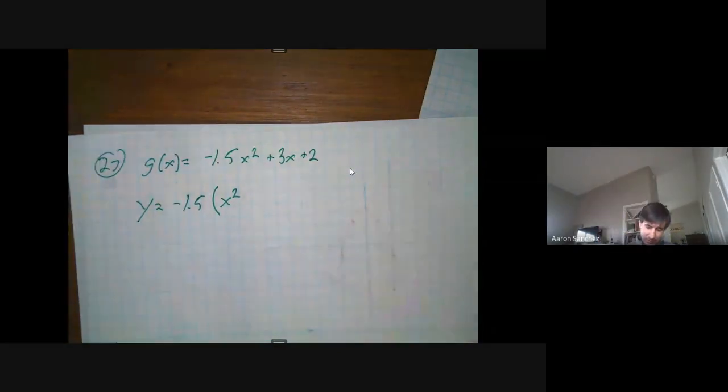I don't know. 3 divided by -1.5. I'm doing it on my calculator. Does anyone know what it is? You guys are smarter than me. 3 divided by -1.5 is going to be -2. Okay, so it's -2. That's easy. -2x.